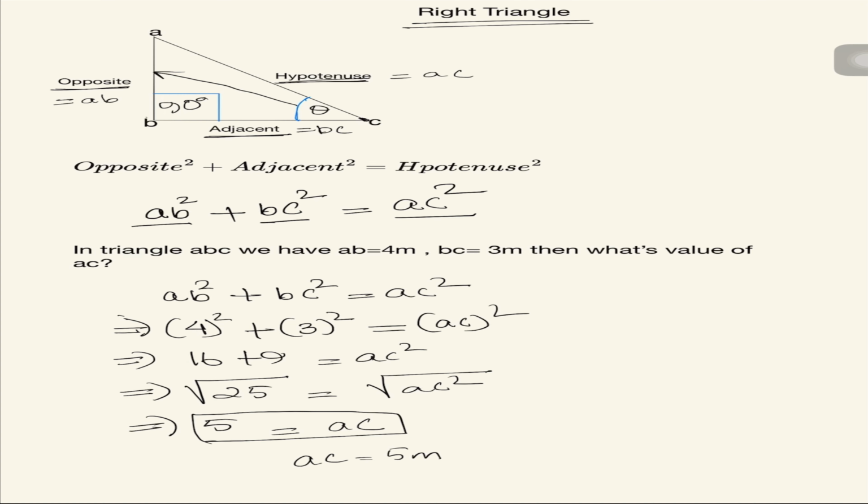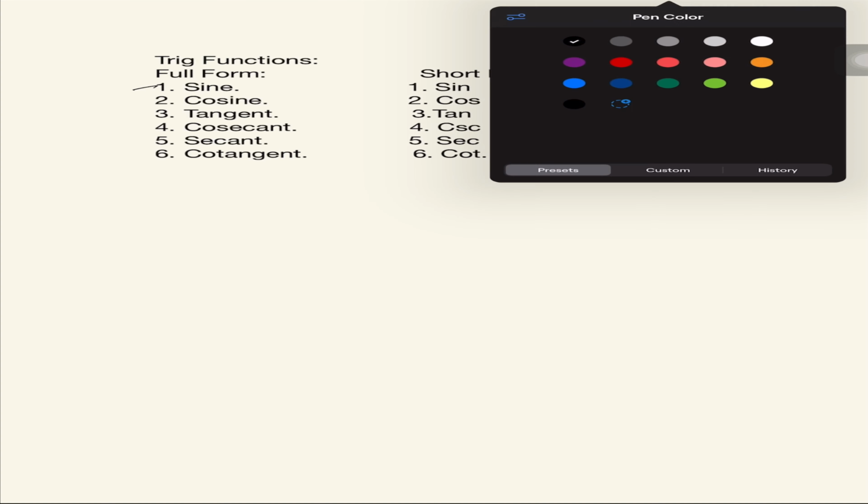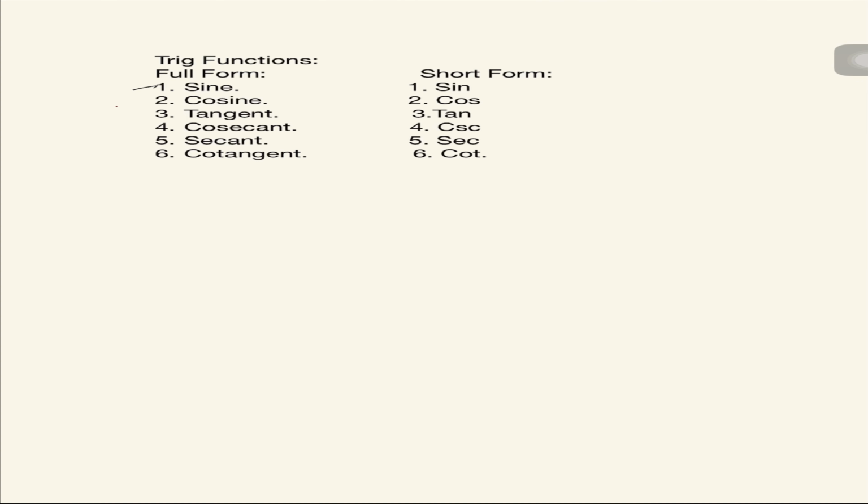Once we know it, let's go understand the trig functions. With these trig functions we can find the relationship between the sides of right triangles and the angles of right triangles. So let's go to the six trig functions. The six trig functions are sine, cosine, tangent, cosecant, secant, cotangent.